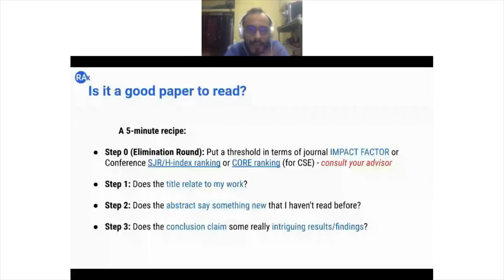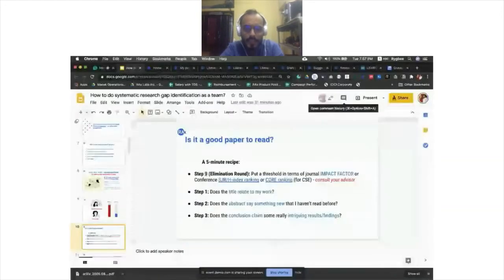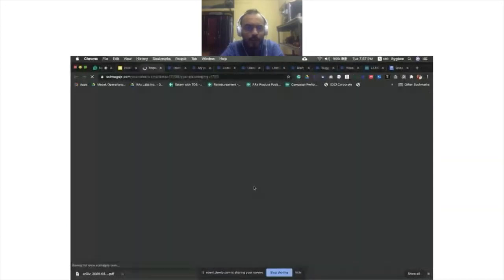A very standard 5-minute recipe is that the very first thing is elimination, which means you first have to figure out which papers you are not going to read, right? So what you can do is go by impact factor. That's a generic standard. Or you can also look for what we call the SCImago SJR ranking, and I will be sharing the link of the SJR ranking. I don't know how many people are familiar with SCImago.